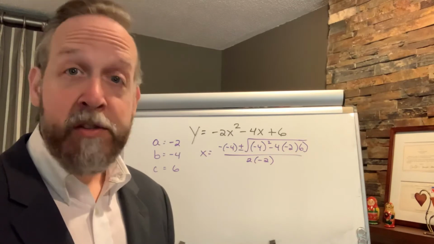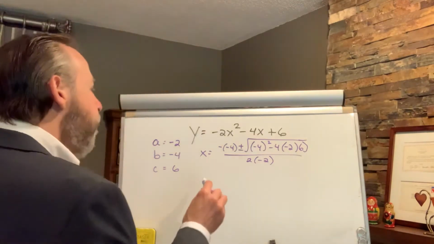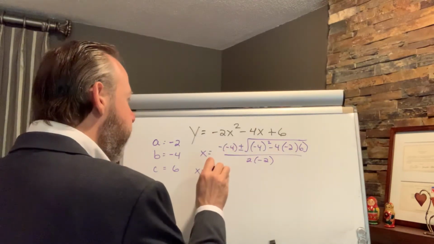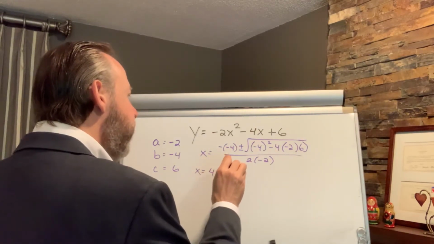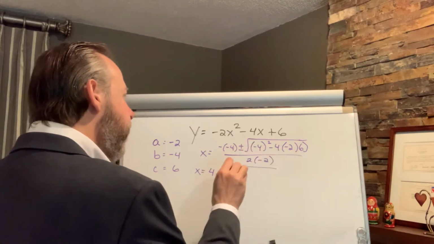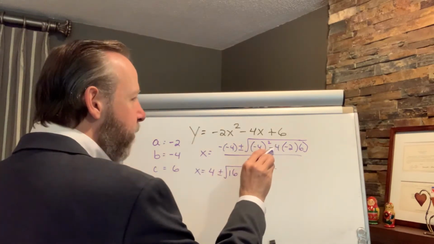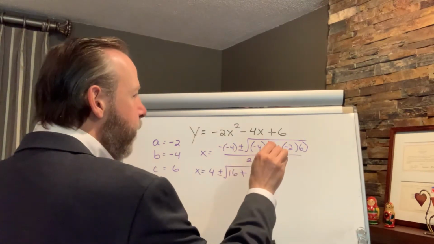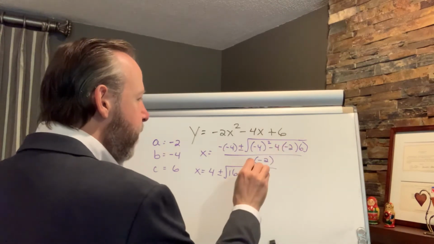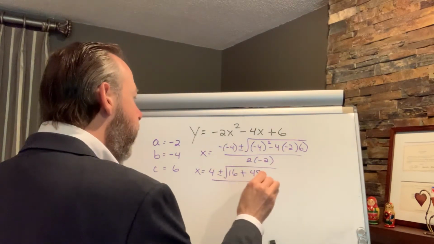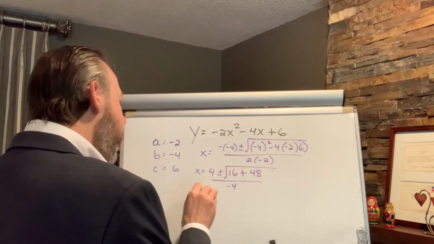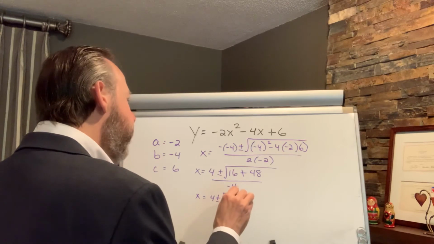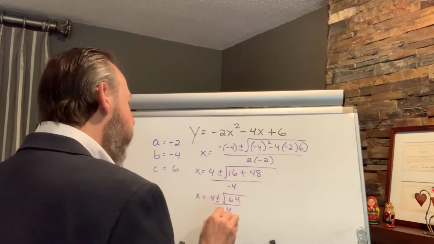After that, you are, again, just substituting in to solve. Be careful with your calculator when you're talking about negatives. -4 is 4, plus or minus the square root of -4 squared, which is 16. A negative times another negative times a positive will be positive. 4 times 2 is 8, and 8 times 6 is 48, all over -4. And that gives us 4 plus or minus the square root of 64 over -4.